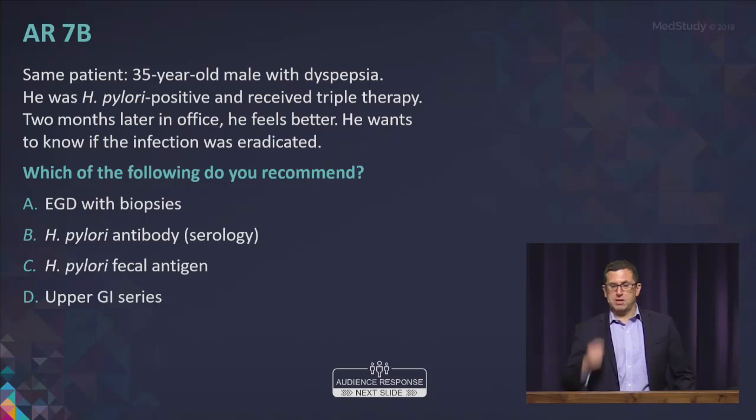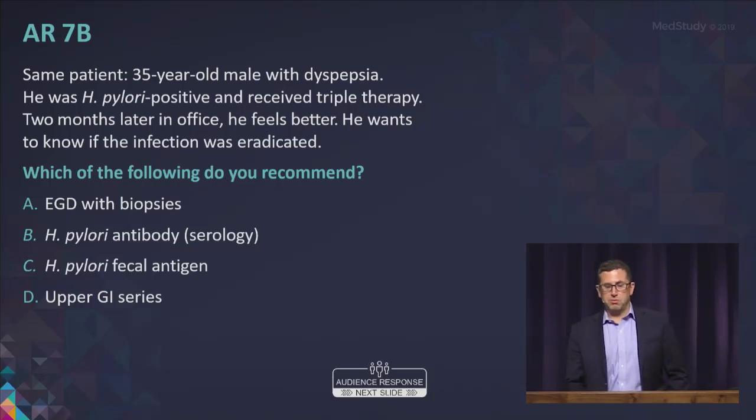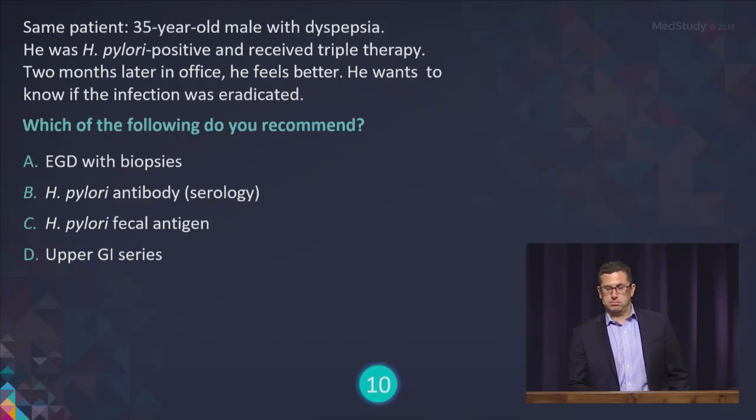All right, another question. Same patient, 35-year-old male with dyspepsia. He was H. pylori positive and received triple therapy. 2 months later in the office, he feels better. He wants to know if the infection was eradicated. Which test would you recommend to do this? EGD with biopsies, H. pylori antibody or serology, HP stool antigen, or an upper GI series?